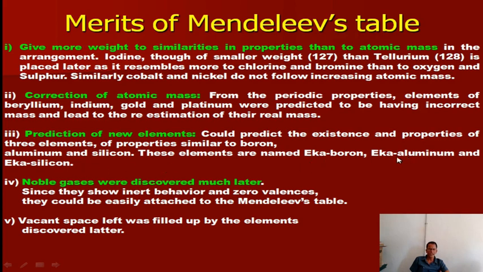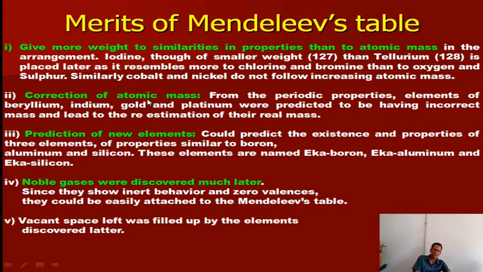Then gallium is ekka aluminium. Then germanium is ekka silicon. That means ekka boron means aluminium, ekka aluminium means gallium, ekka silicon means germanium. So using this prefix ekka, he had given the name of the elements, next member of these groups.